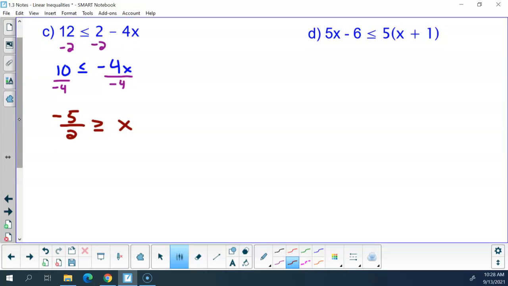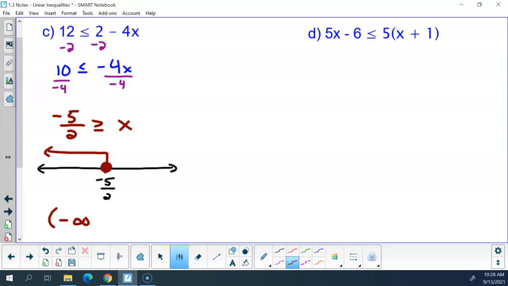So then we can graph that one. Here's the nice thing about fractions: it's the only number that I have to put on there, so I can just put on whatever it is. Okay? We don't have to figure out the decimal equivalent of it, even though we know it's negative 2.5. We can just go right there. Boom, done. Open or closed dot? Closed dot. Left or right arrow? Left. Which would mean negative infinity to negative 5 halves with a bracket. Questions?